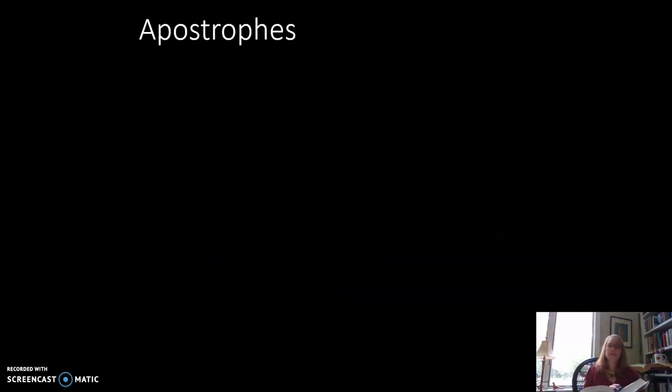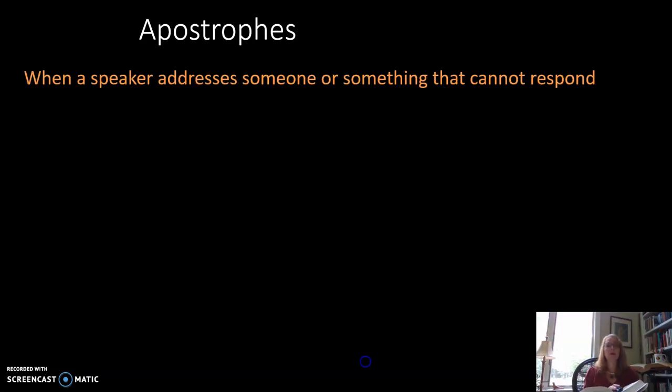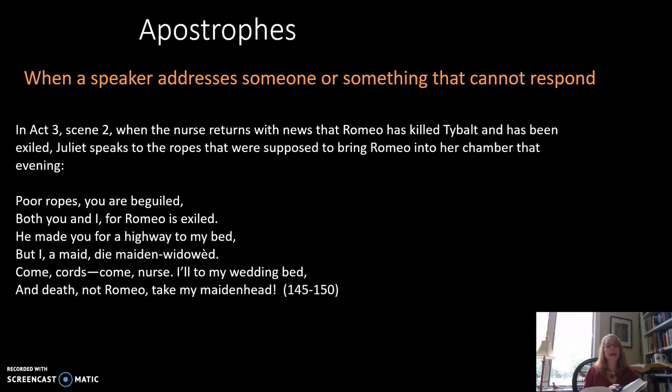Shakespeare also uses a device called apostrophe. And in this case, it is not a punctuation mark, but instead it's when a speaker addresses someone or something that cannot respond. So for example, in Act 3, Scene 2, when the nurse returns with news that Romeo has killed Tybalt and has been exiled, Juliet speaks to the ropes that were supposed to bring Romeo into her bedchamber that evening. Poor ropes, she says, you are beguiled, both you and I, for Romeo is exiled.